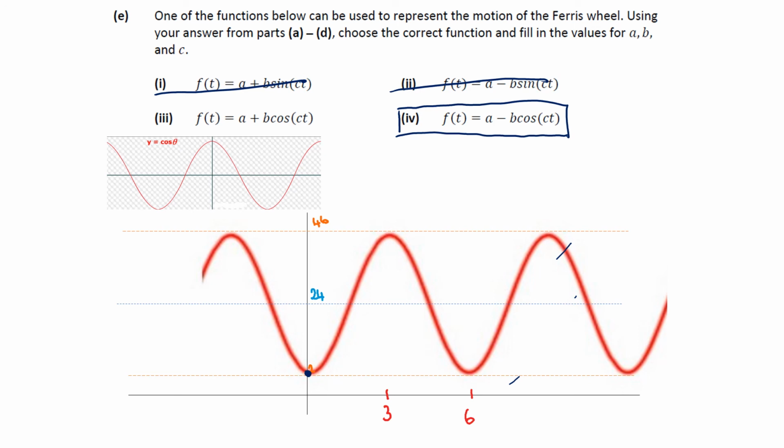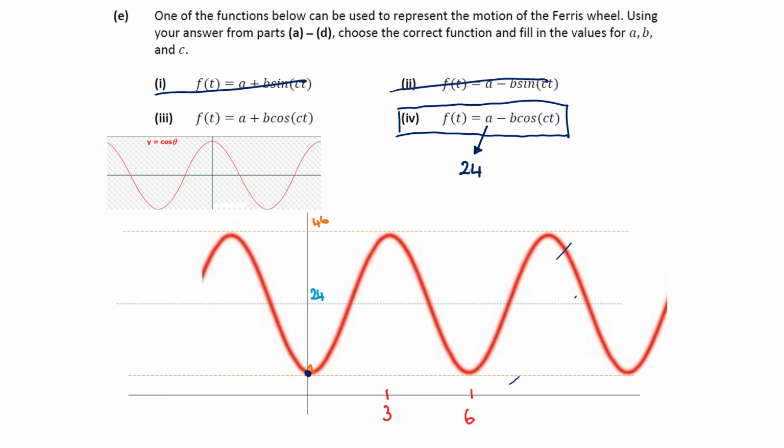Now, it really is up to you where you start. For me, I would talk maybe about the shift. So A is its shift. So it has shift up from where? Well, the center or midway line should be 0. And actually, we're shifting it so that it's at 24. So actually, this shift, this A added on at the start, is going to be 24.